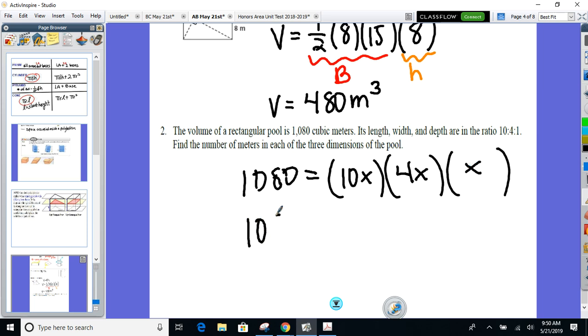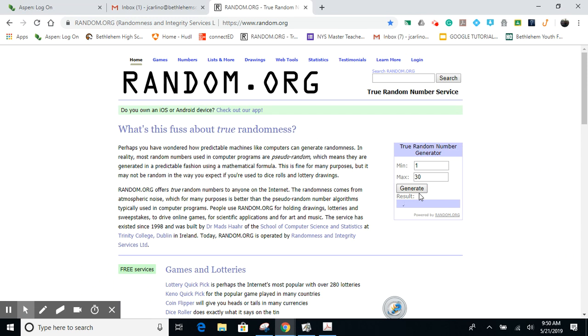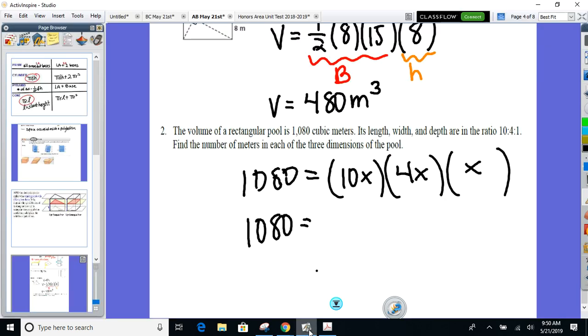All right, algebra skills taking over. Good times back in the day. Oh boy, here we go. Look at the suspense building. Ready? 10 times 4 times 1 is 40. X times x times x is x to the third, x cubed.